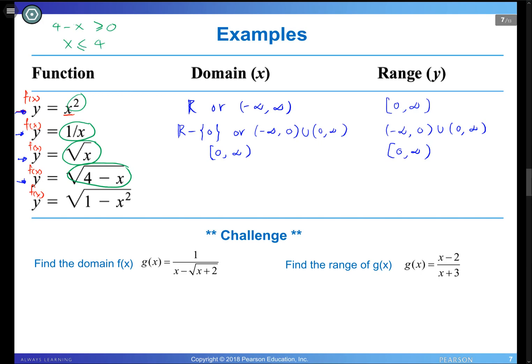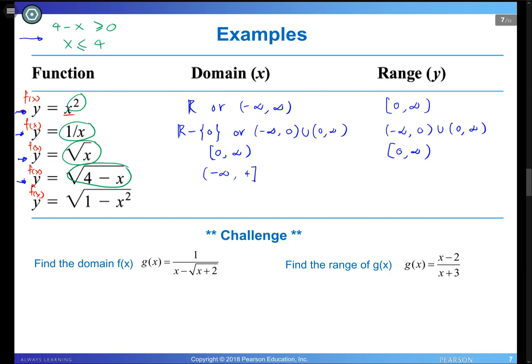It's going to be any value of x as long as it's less than or equal to 4. So starting from 4, and everything has to be less than that, it goes to minus infinity. That is the domain of this function, and it comes from the calculation right here. Now, what about the range of this?